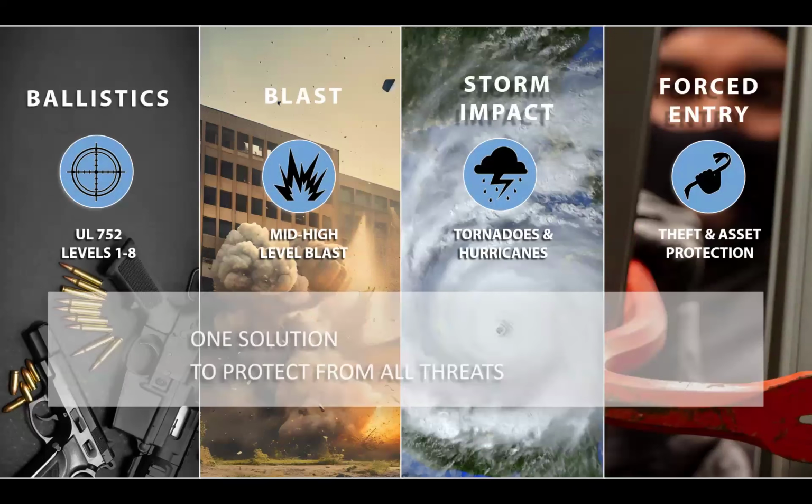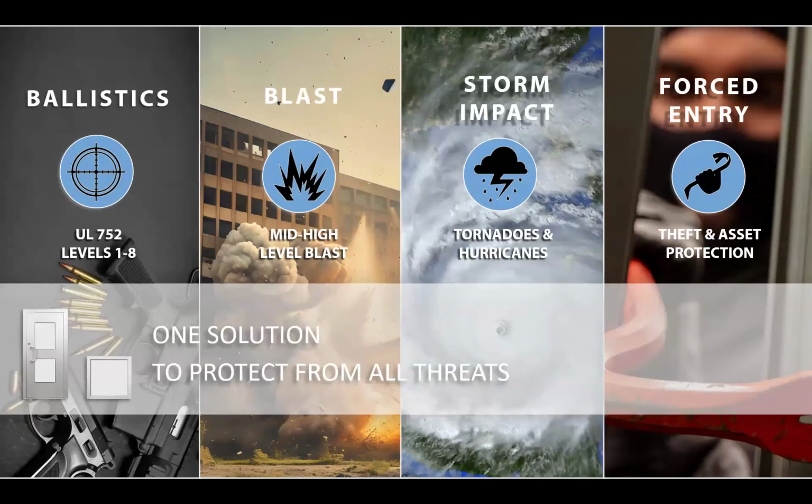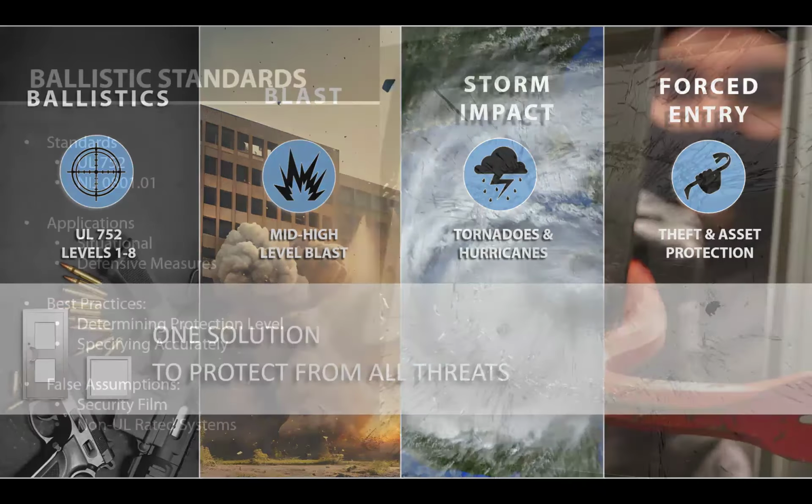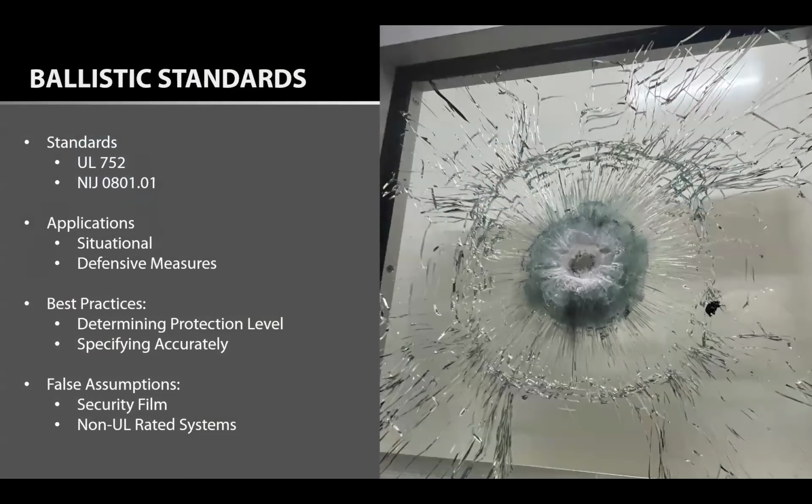So the four key security categories that we're going to discuss before we get into the materials and the solutions are ballistic, blast, storm impact, and forced entry. And the first one everybody always likes to talk about right off the bat are ballistic rated standards.